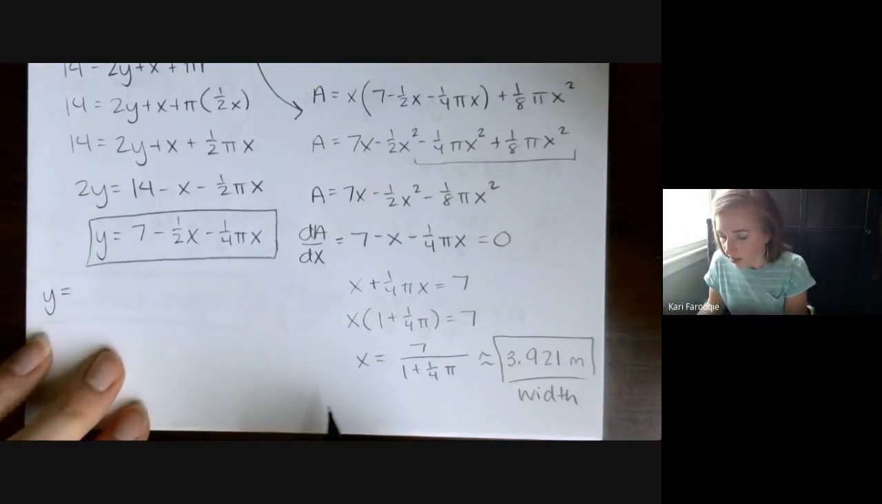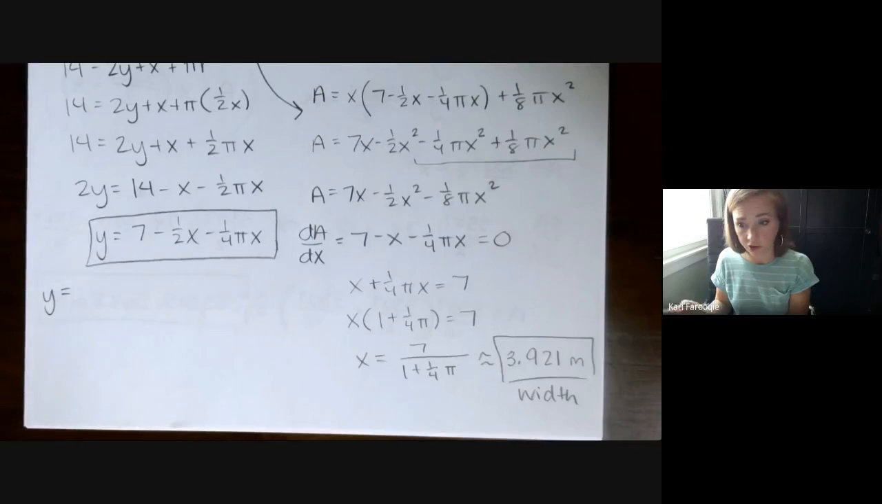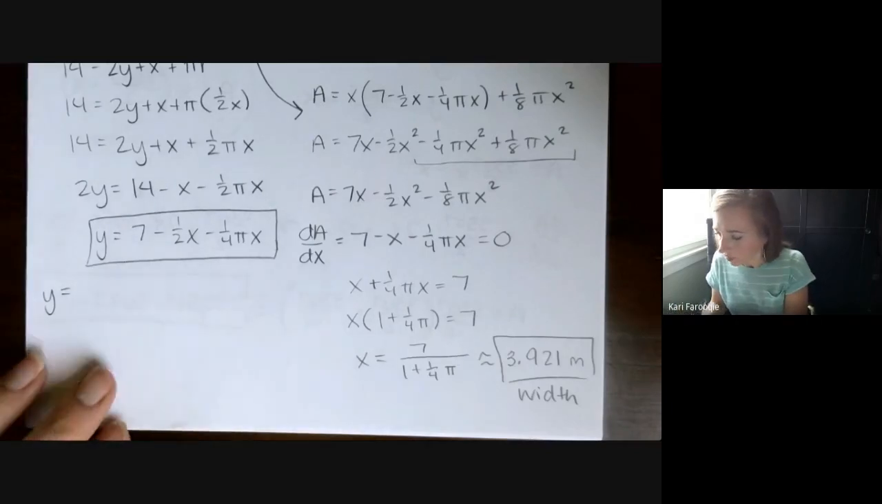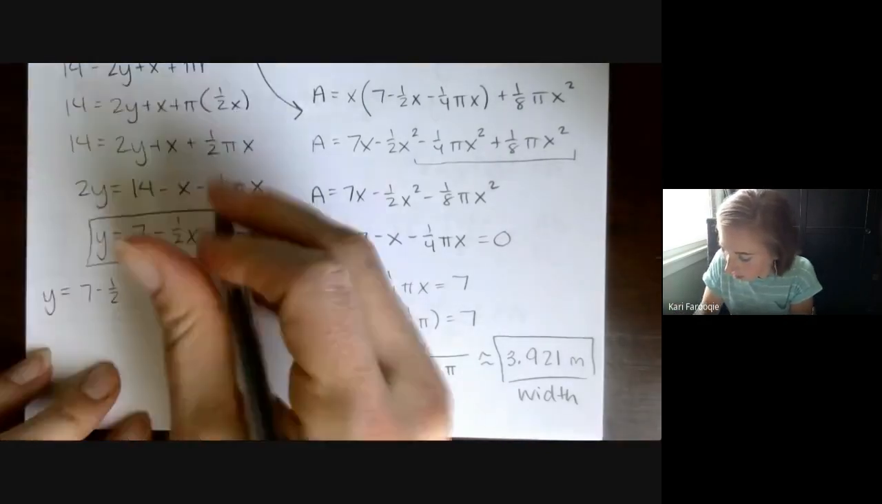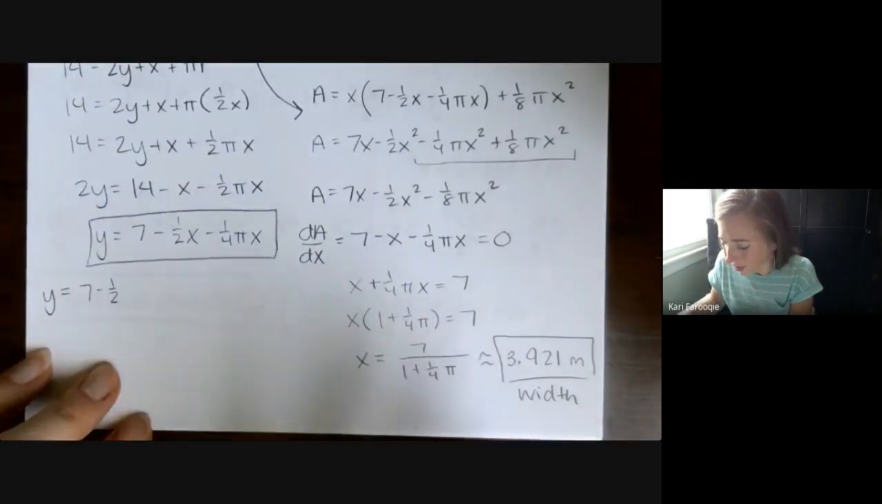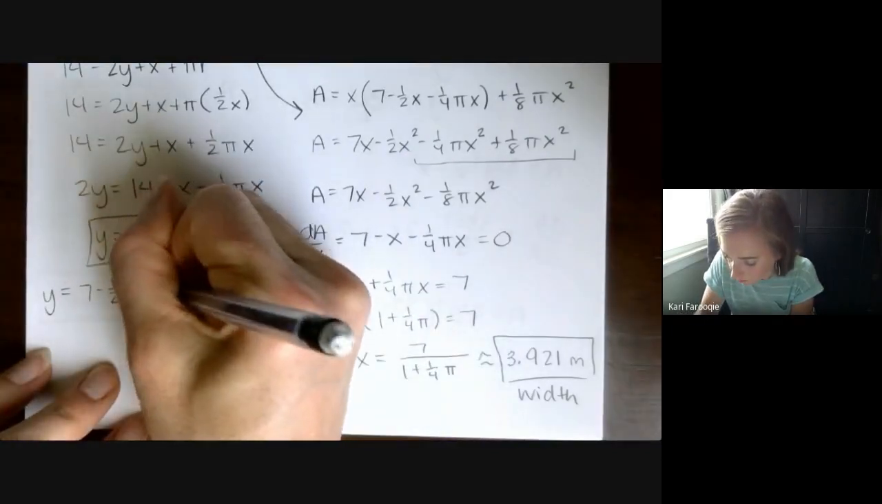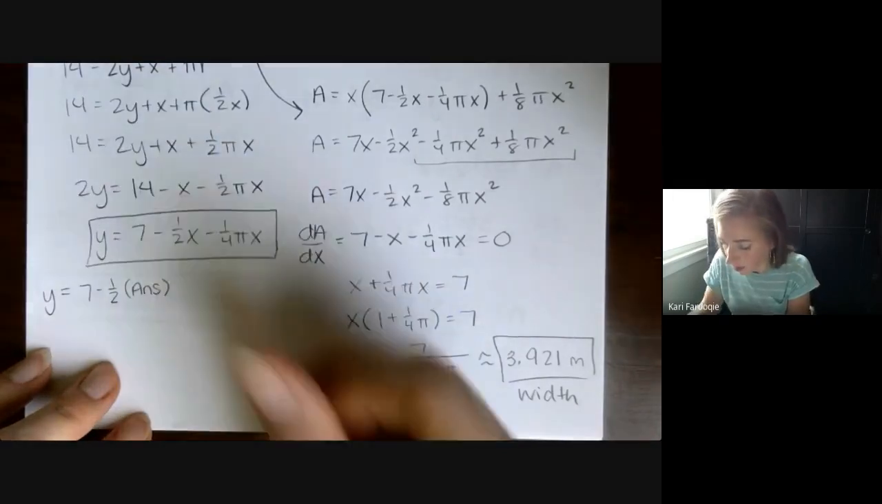Because y is technically not going to be the height of the whole window. It's just going to be the height of the rectangle. So we might need to add that to 1/2 x. So let's see what happens here. 7 minus 1/2, and then I'm going to hold on to this decimal that I have in my answer in my calculator.